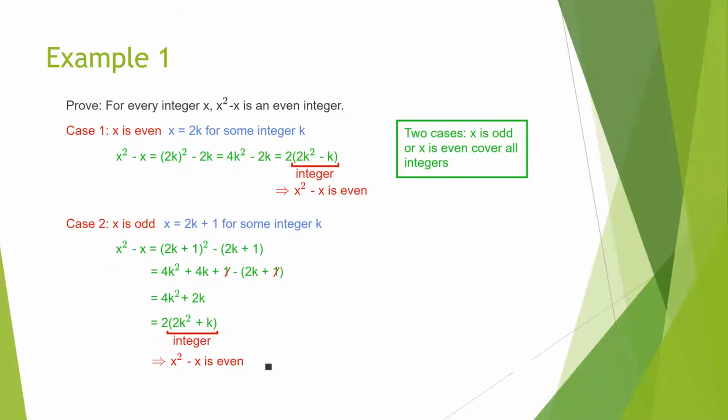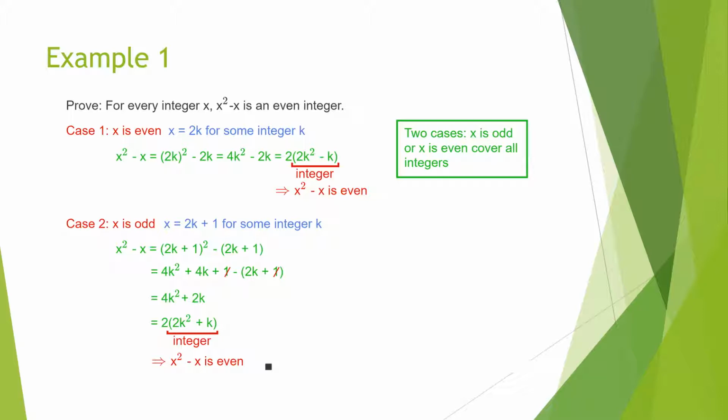Let's assume that you are asked to prove that for every integer x, x squared minus x is an even integer. So how can we prove this? If you want to use the method of proof by cases, you need to first assume that there are two cases, x is either odd or x is even, right? The first case is when x is even, and the second case is when x is odd.